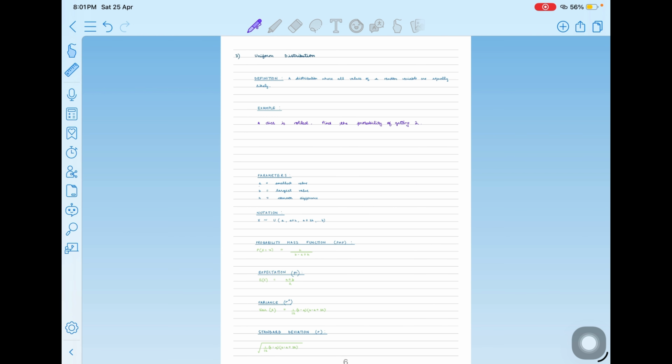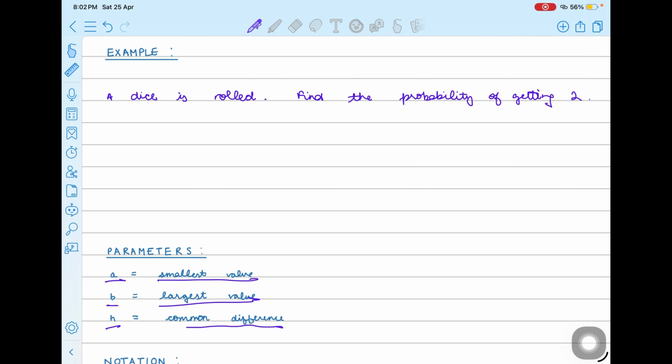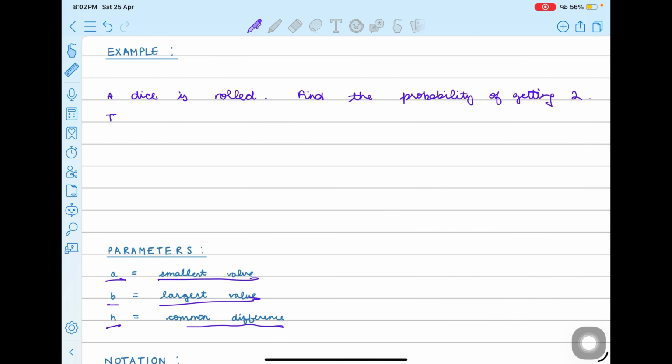We use a, which is the smallest value, b, which is the largest value, and h, which is the common difference. So the values follow a pattern like a plus h, a plus 2h, all the way to b. The mean is (a plus b) upon 2, and the variance is (b minus a) into (b minus a plus 2h) divided by 12.